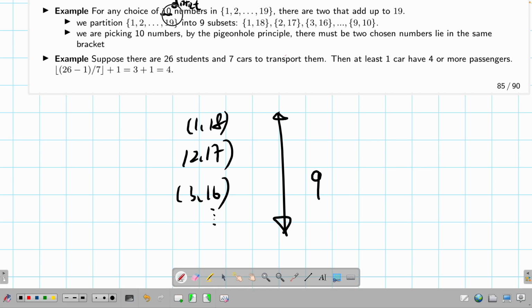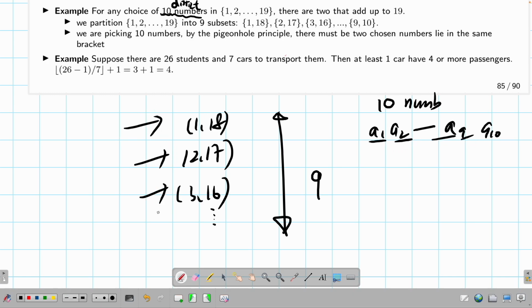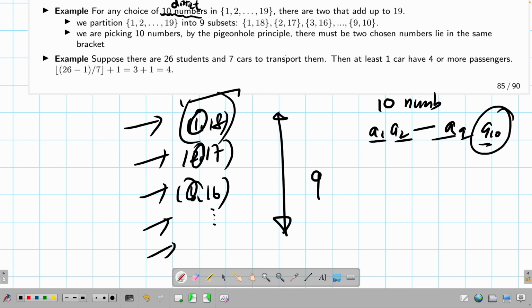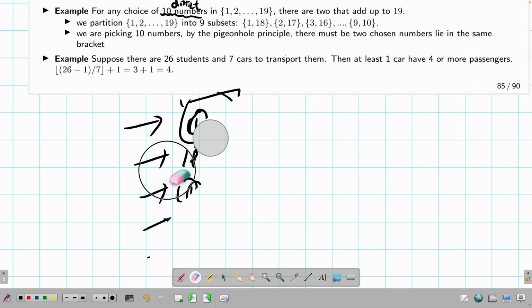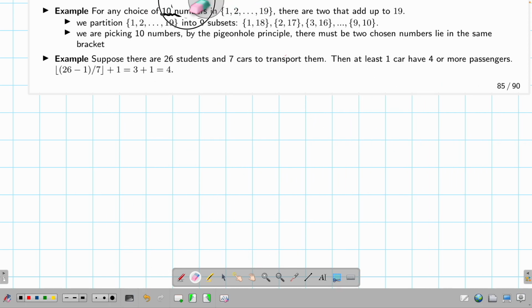But now I'm going to select 10 numbers. Let's say my numbers are A1, A2, up to A9, A10. In the worst scenario, A1, A2, A3 up to A9 are each in a specific box that adds up to 19. But now I only pick one number from each. So the last one has to enter any one of them. Then that particular bracket will have a number pair that adds up to 19. So this is true. This is saying that the pigeonhole principle can be used to show this is the case.